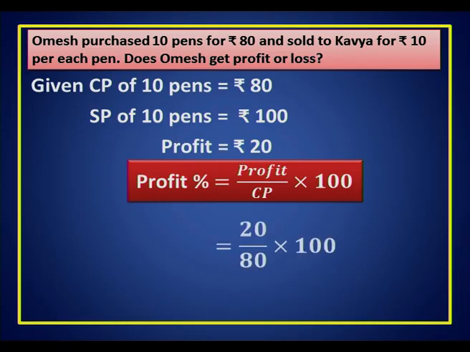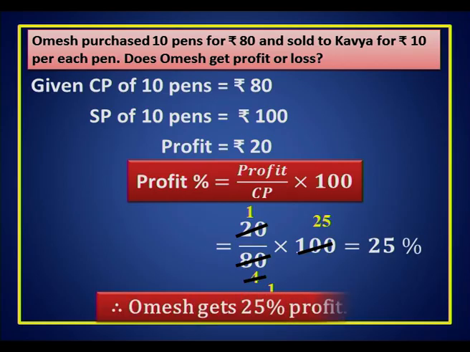On substituting the values, 20 goes in 20 one time, whereas in 80 it goes 4 times. Again, 4 goes in 4 one time, and 4 goes in 100 25 times. So, what is left, children, now? Yes, 25. That means Umesh got 25% profit on selling those pens. I hope you understood very clearly.